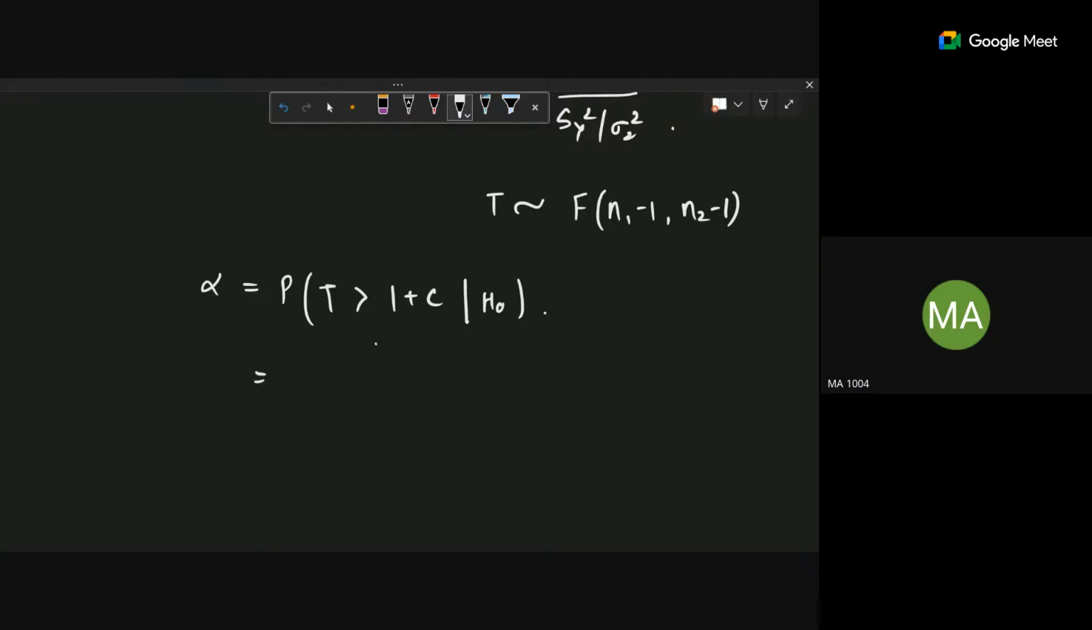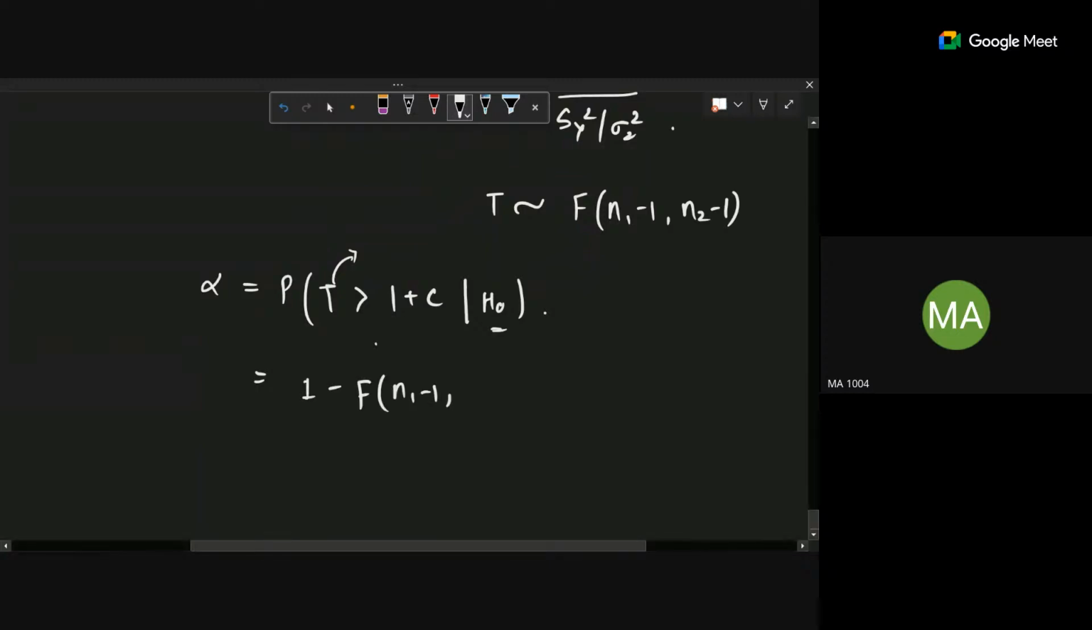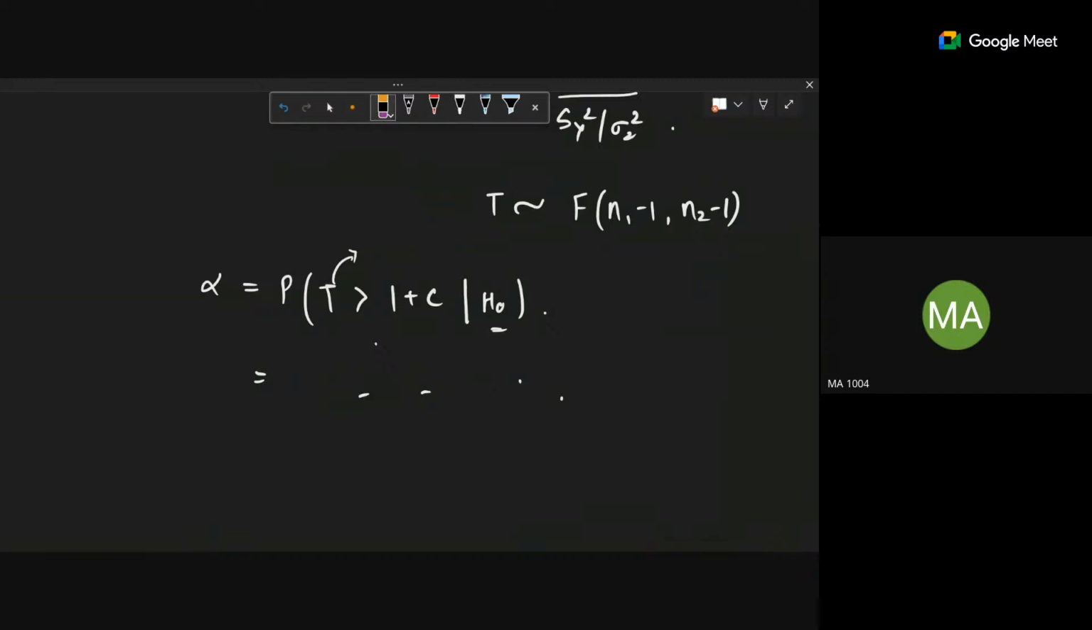So if T is greater than this one, and we know that T will follow the F distribution whenever H naught is given already. So as a whole, this will follow an F distribution and we will have 1 minus F of n1 minus 1, n2 minus 1. We can just calculate it, and based on that we will have the value for C. Let's say we solved it and we got the value C as C naught.